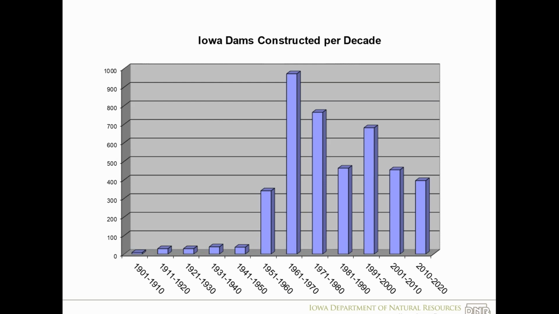So a little more history on dam construction in the US. Really in the 50s, 60s, 70s is when we got really started in Iowa on building a lot of our smaller ponds and lakes around the state. But we're continuing on, still adding quite a few every year.